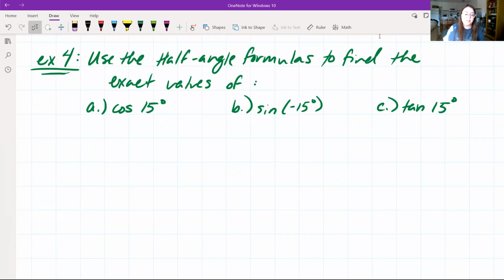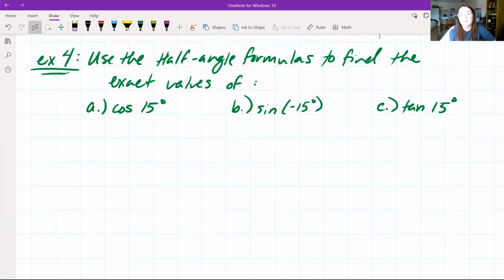Well, let's go ahead and do example 4. So example 4, we want to use the half angle formulas to find the exact values of A, cosine of 15 degrees, B, sine of negative 15 degrees, and C, tangent of 15 degrees.